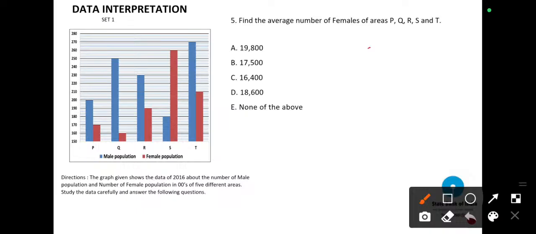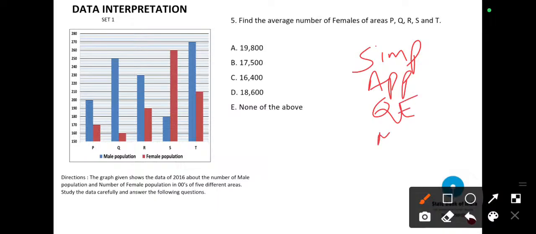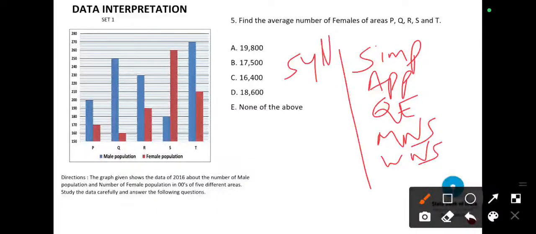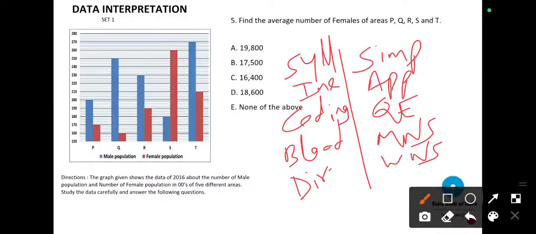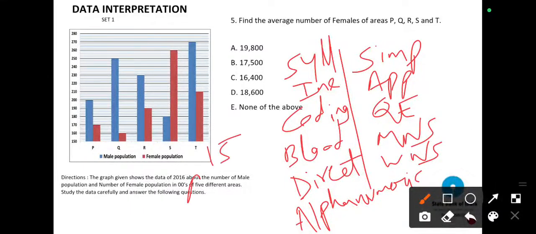In the morning session we saw simplifications, approximations, quadratic equations, missing number series, wrong number series. From reasoning we saw syllogisms, inequalities, coding decoding, blood relations, directions, alphanumeric series. In the afternoon session we saw 15 arithmetic questions and one data interpretation set.